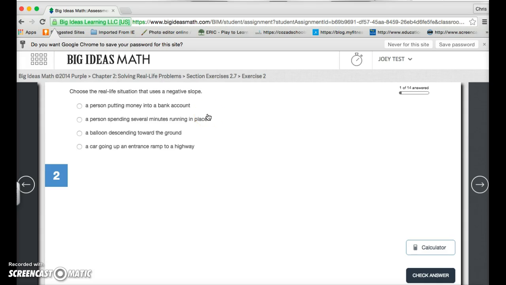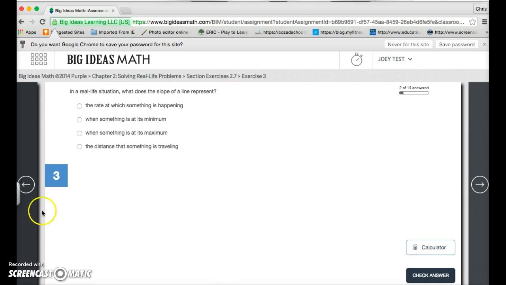Choose a real-life situation that uses a negative slope. Out of these 4 options: a person putting money into a bank account, a person spending several minutes running pace, a balloon descending toward the ground, a car going up an entrance ramp to a highway. All of those things except for one has a pattern that seems positive. Which one seems negative? The balloon descending towards the ground has a negative slope. Everything else is something going up over time, or running in a pace over so much time, or a car going up a ramp. Everything else is positive.